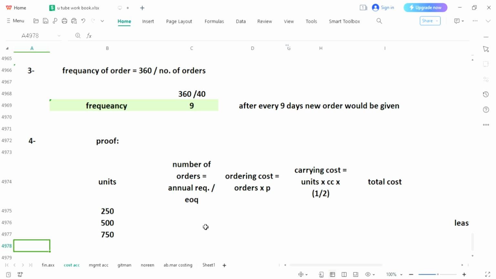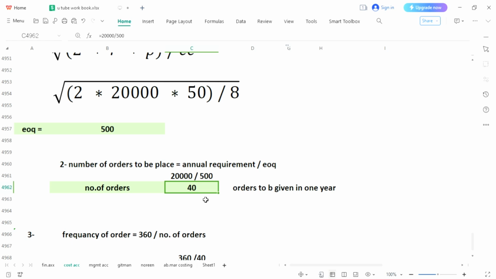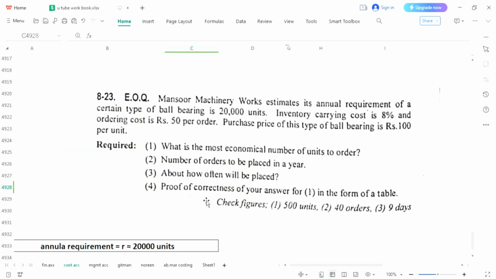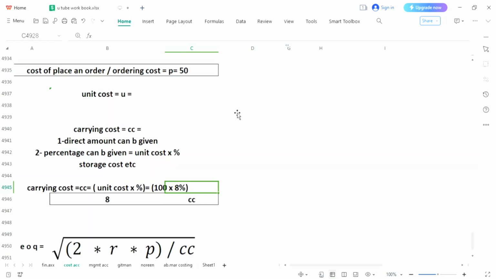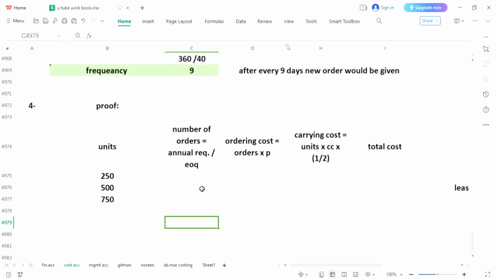Understand? So here first we will calculate all of these costs for 500. For that, the number of orders would be calculated first: annual requirement divided by economic order quantity. Annual requirement was present in your question, 20,000. So we will be dividing 20,000 by the economic order quantity units, which are 500. So this is your first answer.